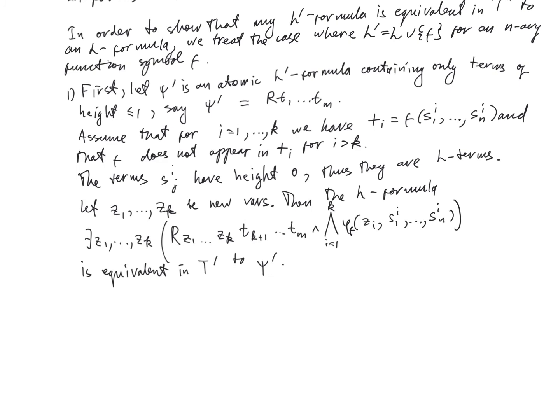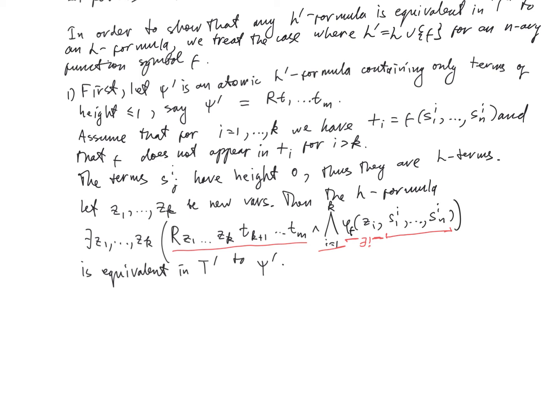That's because in a definitional expansion we know that for the formula phi f, once we fix all of the variables except for the first one, there exists a unique choice for the first variable so that the formula is satisfied, and it is satisfied by applying f to the remaining variables 1 through n. So then we get that z1 through zk represent exactly the results of applying f to the terms s1i through sni because of this conjunction. And then we express that R holds. So it is easy to see that we obtain a formula equivalent to the formula psi prime.